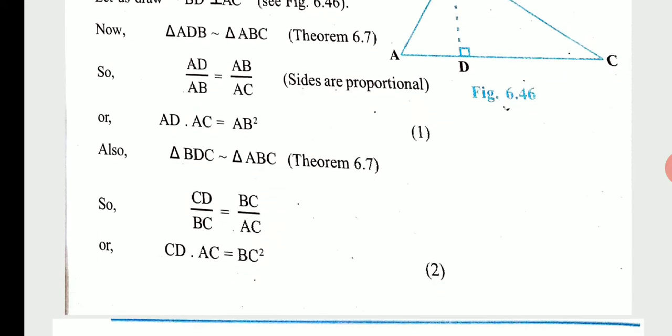The same way, triangle BDC is similar to triangle ABC. This we have proved in theorem 6.7. So, we can write CD upon BC equal to BC upon AC. Let us see CD. We are taking for triangle BDC. So, CD is there, the same way BC is there in triangle ABC. So CD upon BC equal to, now we are taking BC of triangle BDC. When we are taking BC, it is similar to AC. So CD upon BC equal to BC upon AC. On doing cross multiplication, we get CD multiply AC equal to BC square.